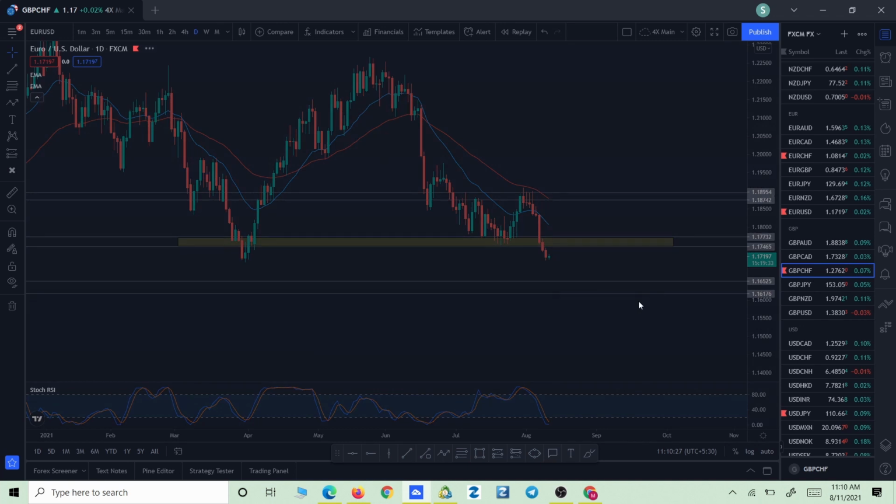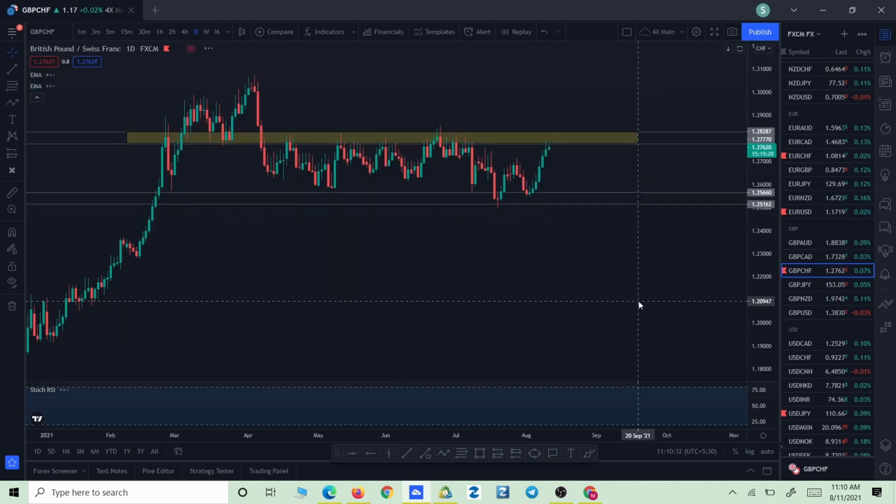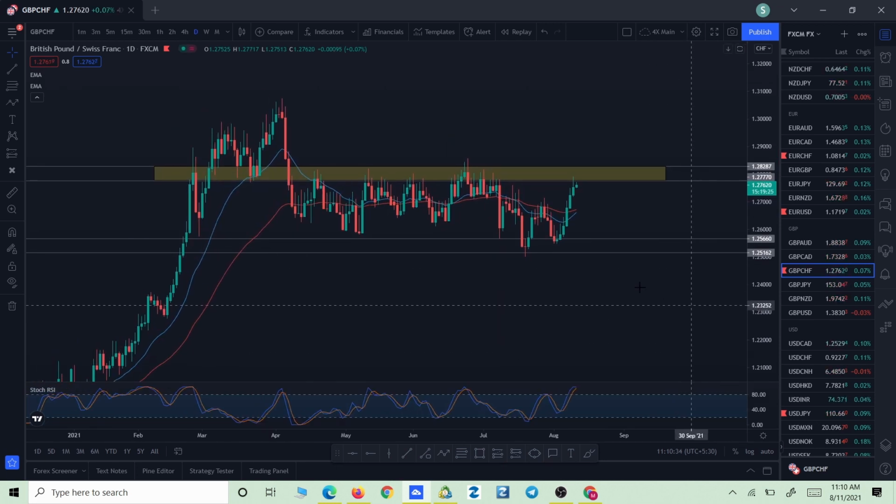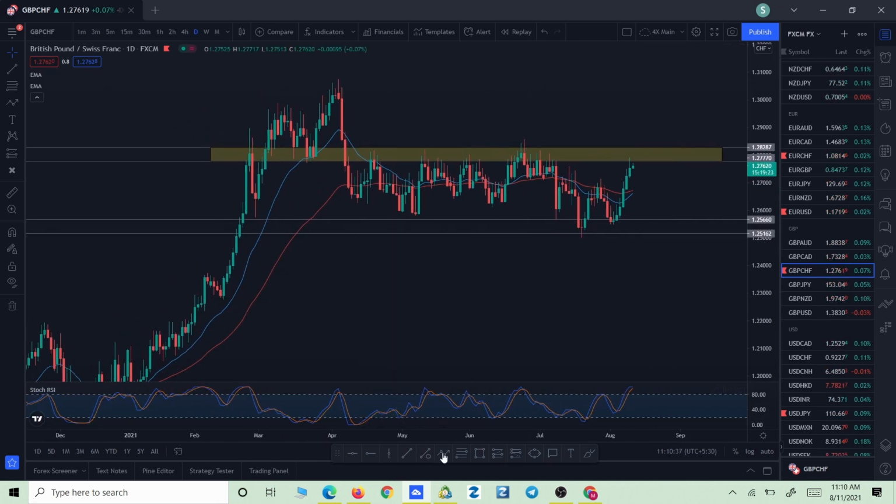So next we are going to talk about the Gbp Chf. Gbp Chf, starting from here, we can see it's a high, higher low, higher high, higher low, higher high, higher low, higher high, and lower low, because the price broke and closed below the previous low. Then we have a lower high, it's lower compared to the previous high. Then we have a lower low, it's lower compared to the previous low.